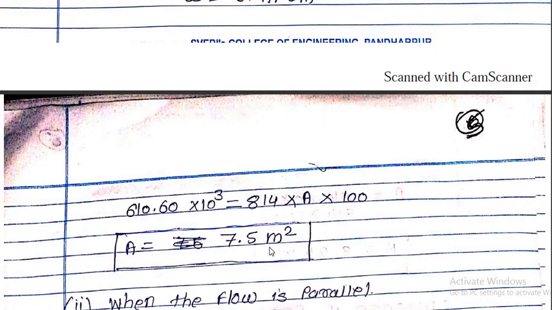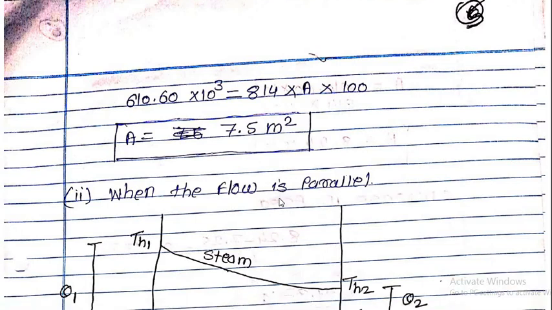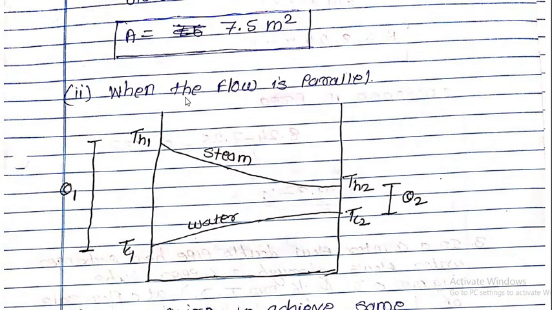Now the second case is provided, that when the flow is parallel, how much area will be required to transfer this much amount of heat. So that is the second case, when the flow is parallel. For the parallel flow, we need to draw the typical temperature distribution diagram. Both the fluids are flowing in the same direction. So for that purpose, the inlet temperatures of both the fluids should be on one side and the outlet temperatures of both the fluids should be on the other side.